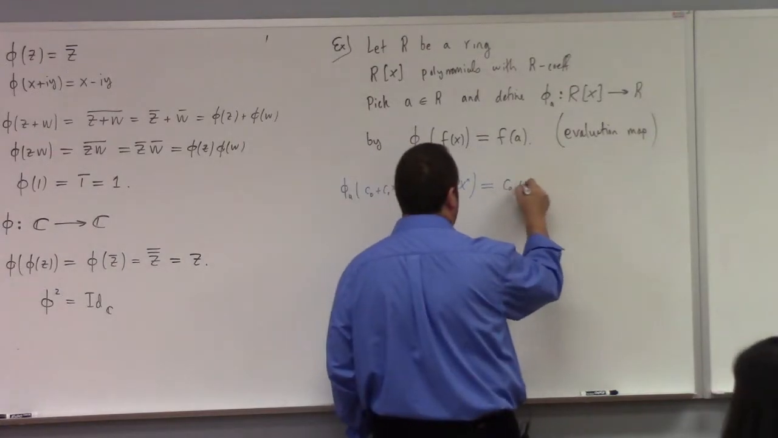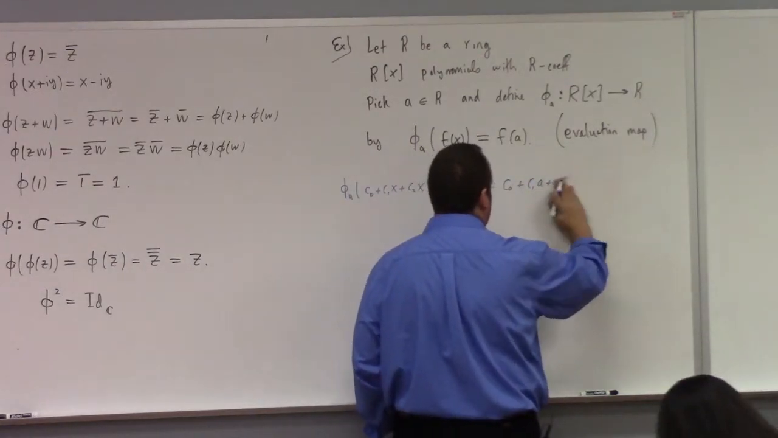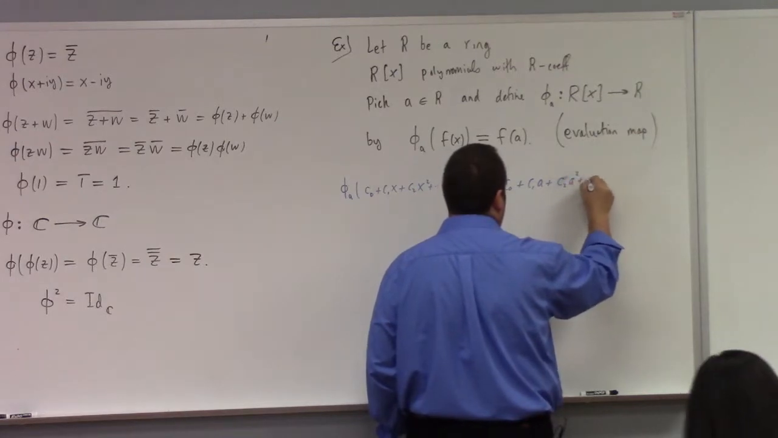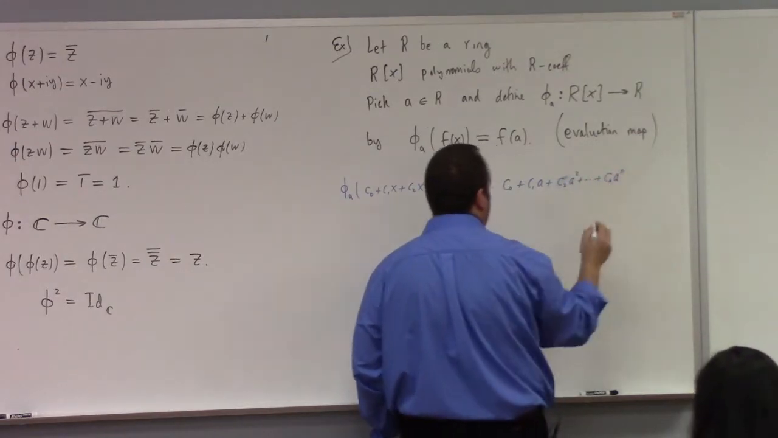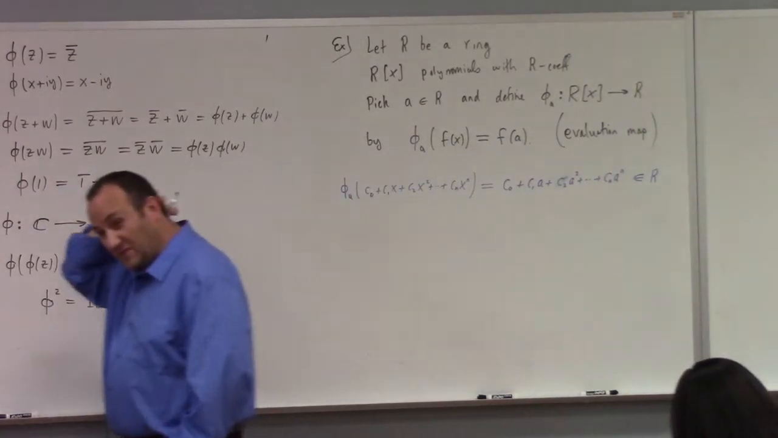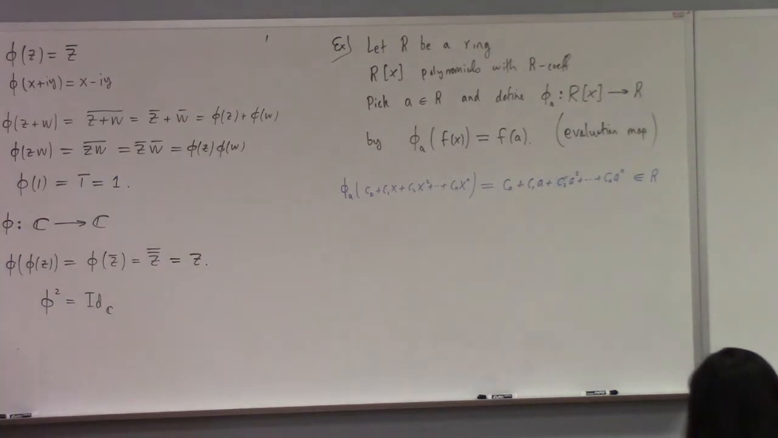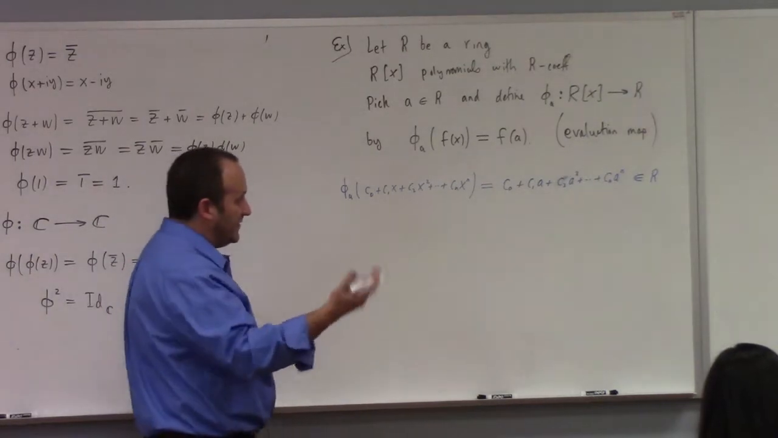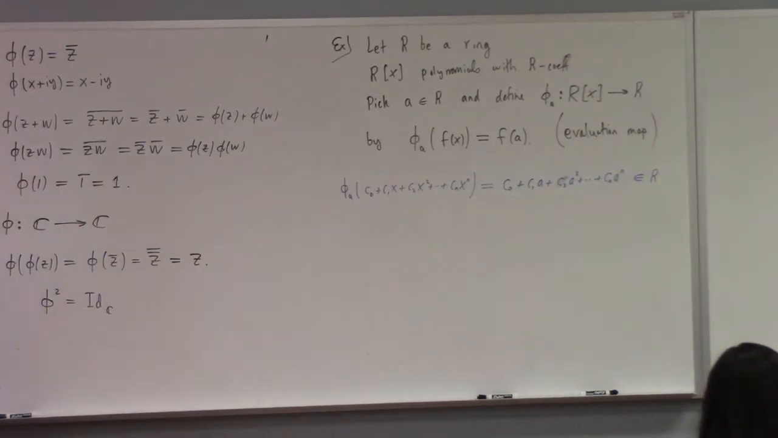So c0 + c1A + c2A² + ... + cnAⁿ. It should be clear that this is an element of the ring because the coefficients c0 through cn are ring elements, right? And A to any power is a ring element, and the sum of things in the ring is again in the ring. So clearly, if you evaluate a polynomial with coefficients in R, you get an element of R. So this mapping phi sub A from the ring of polynomials to R is well defined, right? It's single valued because if you plug in A, you don't get two different things, right?